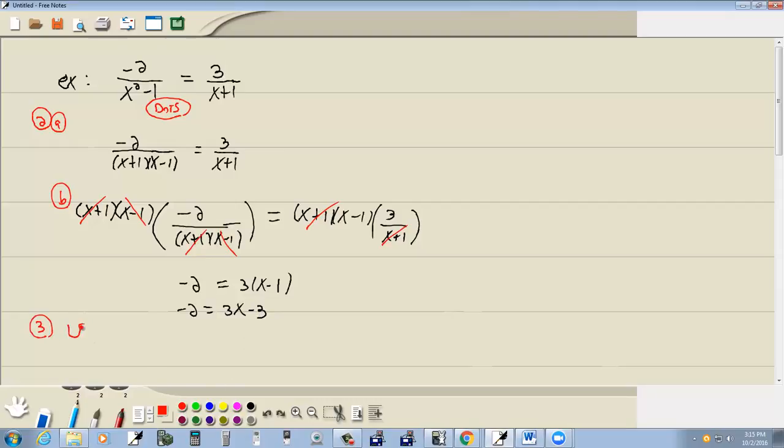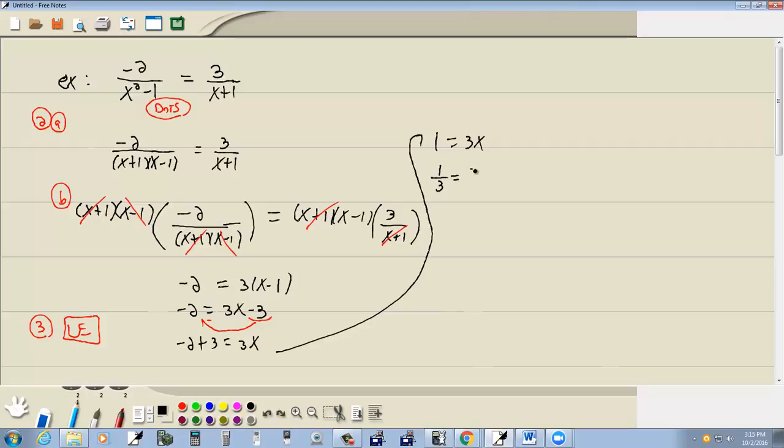Now at this point, step 3, solve for x. This is a linear equation because we got x to the first power. So we want to get everything with x on one side, numbers on the other. So take negative 3, move it over. So I got negative 2 plus 3 is equal to 3x. Negative 2 plus 3 is 1. So we've got 1 is equal to 3x. Divide both sides by 3. And we're going to get x is equal to 1/3.